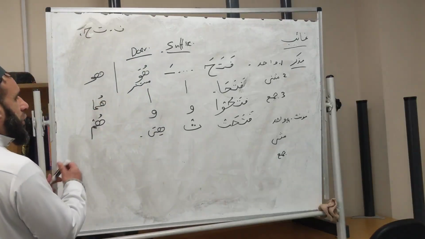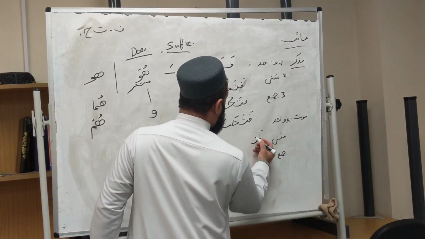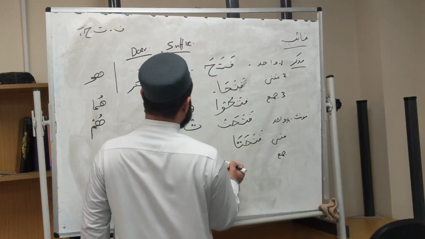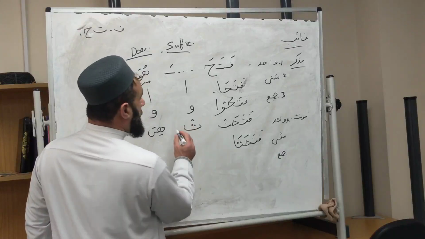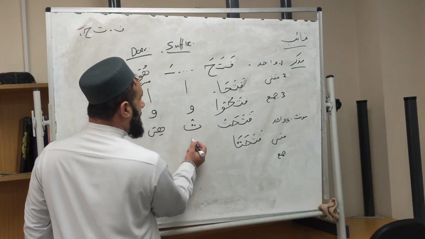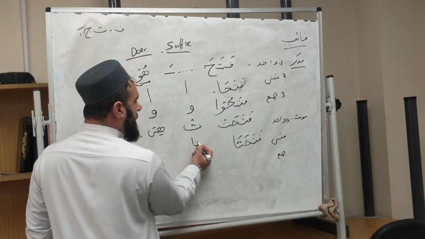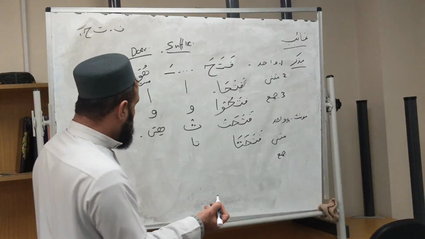So next one is fatahata. What does it mean? How many? Two. They two opened. What is the suffix here? Alif. Ta is alamat tanis. You can say ta as well if you wish to. But ta is alamat tanis. Alif is tasniya actually. Correct.